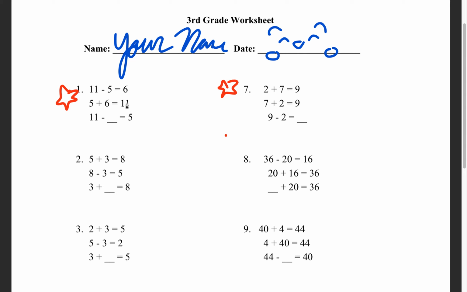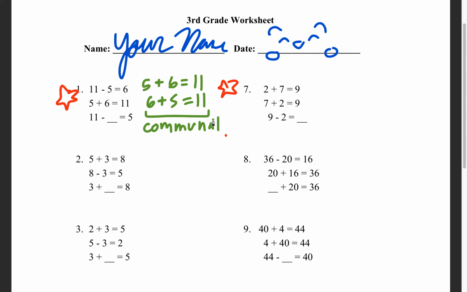Okay, since this is addition, basically you could switch out a number. For example, if we do 5 plus 6, that equals 11, and 6 plus 5 also equals 11. However, you cannot do the subtraction. That is because of something called the commutative property.